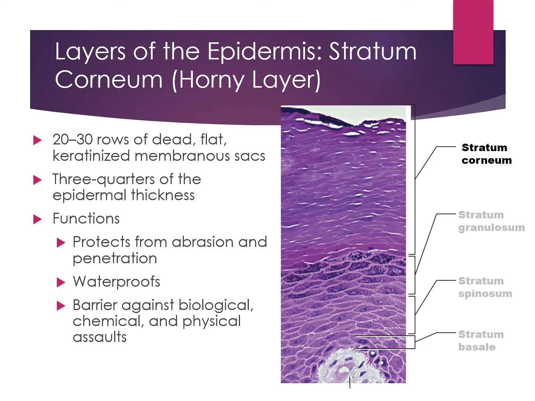And finally, we have the stratum corneum, which is sometimes called the horny layer. This layer consists of 20 to 30 rows of dead, flat, keratinized, membranous sacs. This is what's left over after the keratinocytes have died and they have filled with keratin protein.